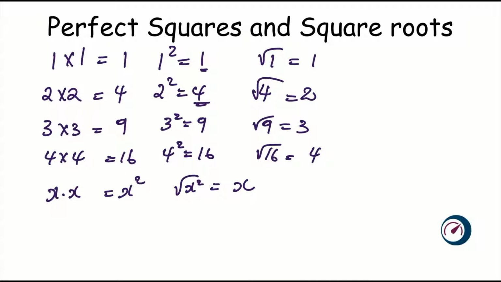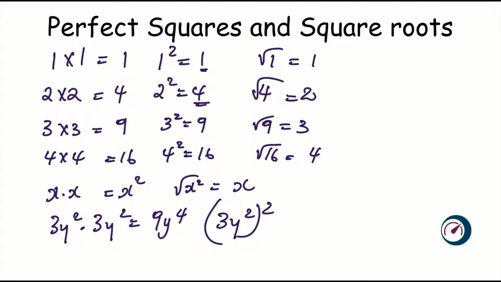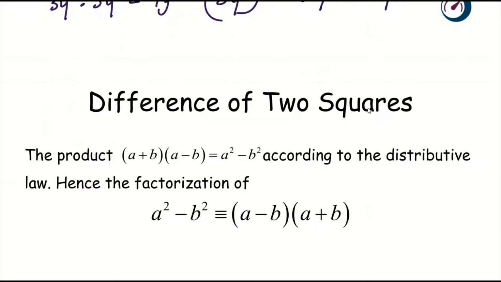Suppose I have 3y squared and I multiply it by itself. My result would be 9y to the 4th power. Hence, I can write 9y to the 4th power as a perfect square, and I can write it as 3y squared all squared. And if I were to find the square root of 9y to the 4th, I would get 3y squared. Now, let's use this concept to build on the difference of two squares.